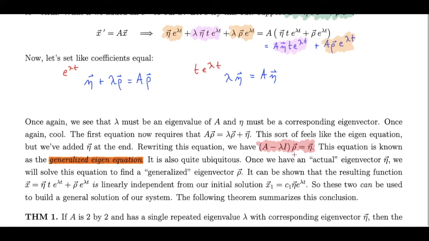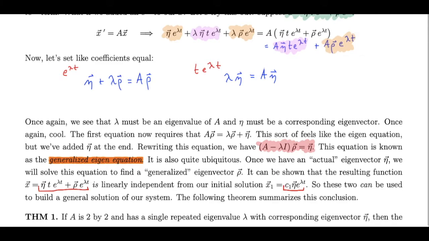Is this solution sufficient to build a general solution to my system? I haven't worked through the details here, but I do point out that it can be shown that this function is in fact linearly independent from our initial function. So I can use these two ingredients with a necessary coefficient added on to this second part here. I can use those two to build a general solution to our system. So this solution here is the key to address the issue that we saw earlier, and the linear combination of these two will be my general solution.